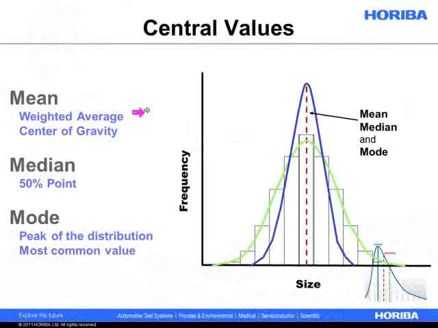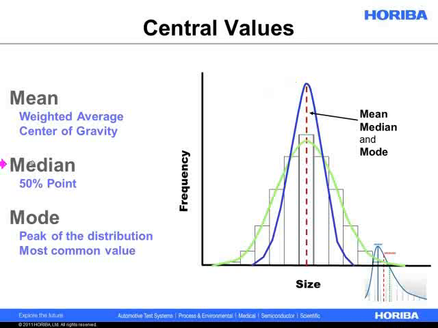Return to the presentation. So now we're going to talk a little bit about defining central values. And by central values, the three most common that I mean are mean, and that's no pun intended, mean, median, and mode. And we'll start in reverse order. The mode is simply the most common particle size. It's the very top of your distribution, the peak of your distribution.